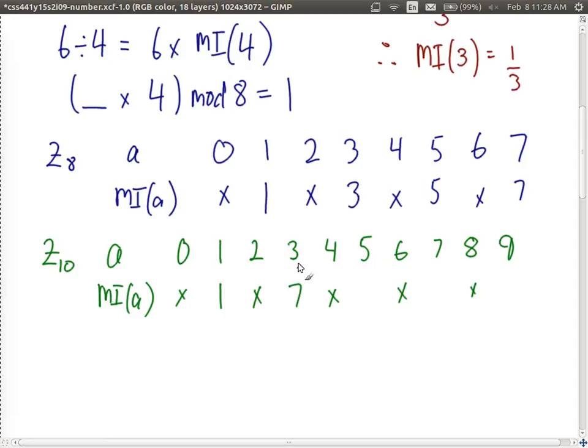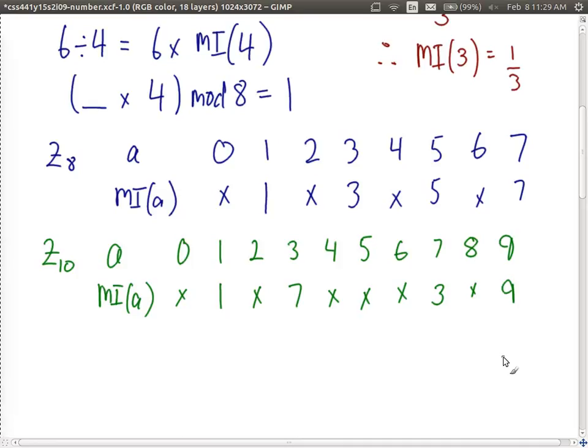Three and 7. 3 times 7 is 21, mod 10 is 1. 5? No, there won't be a remainder of 1 when we mod by 10. 7, we've got that one. 9, 9 nines, 81. So just a different set of multiplicative inverses.